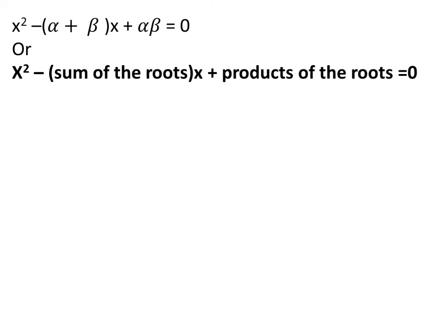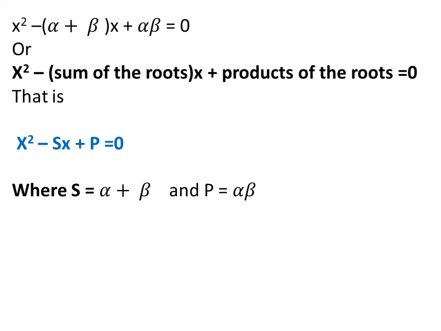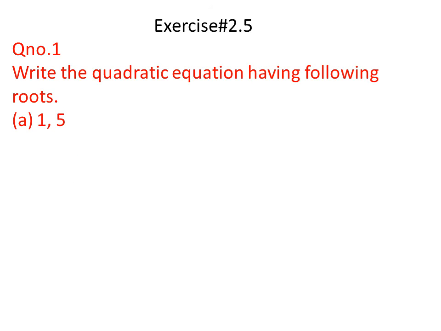Or we can also write it as x square minus sum of the roots into x plus product of the roots equal to 0. In place of alpha plus beta we can write sum of the roots and in place of alpha beta we can write product of the roots. It can also be written as x square minus s into x plus p equal to 0. Here s is the sum of the roots and p is the product of the roots. So this is our required equation where s equal to alpha plus beta and p equal to alpha into beta.